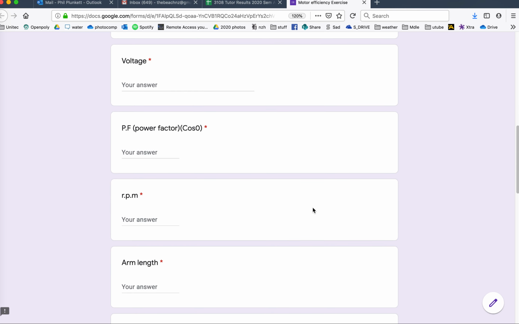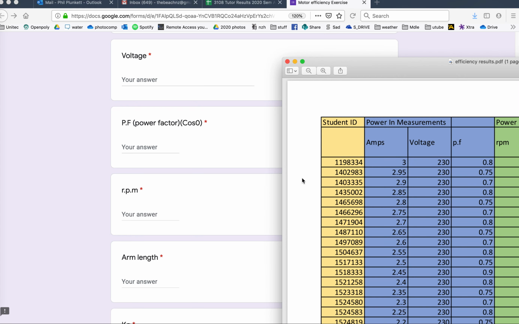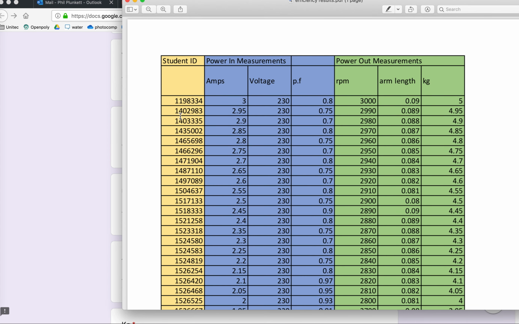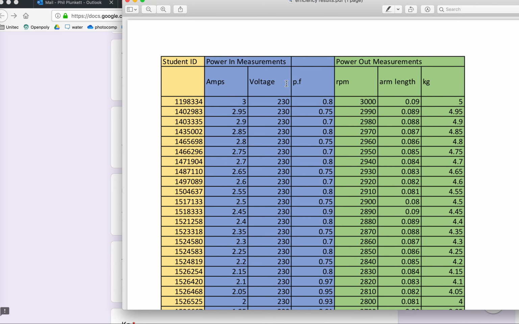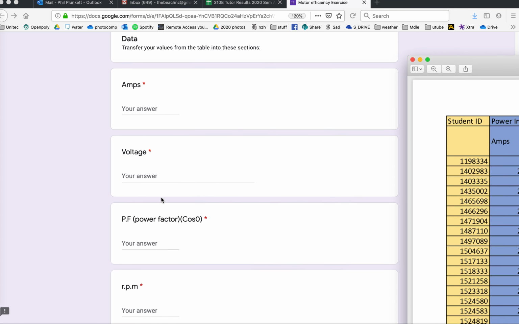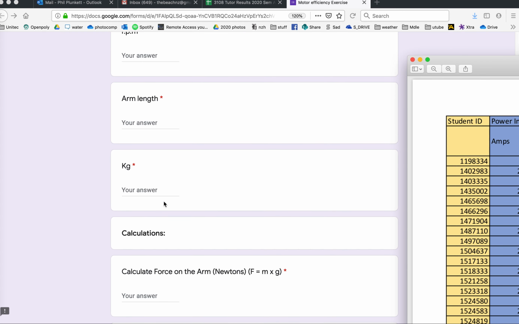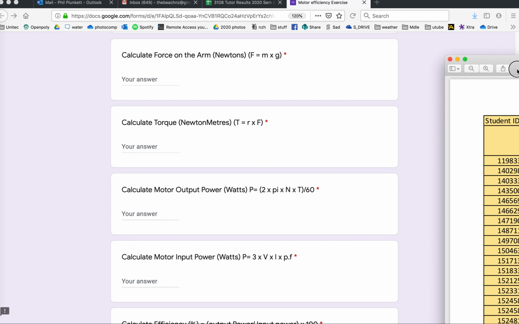You just got to fill your data in. Where do you get your data from? You're going to get your data from your unique ID. Come down here, find your ID, and just load that data straight in. Amps, volts, power factor, RPM, arm length, and kilograms. That lines straight up with here. Amps, volt, power factor, RPM, arm length, kilogram. Easy. Okay, calculations. Let's look at the calculations.